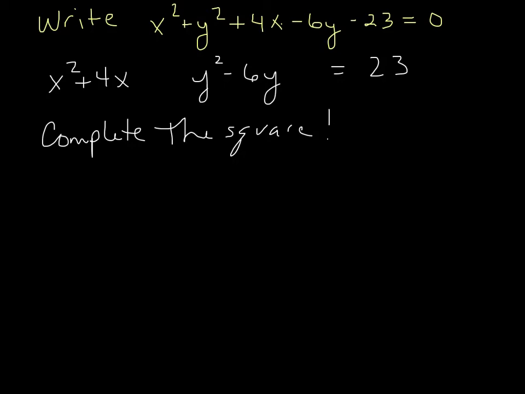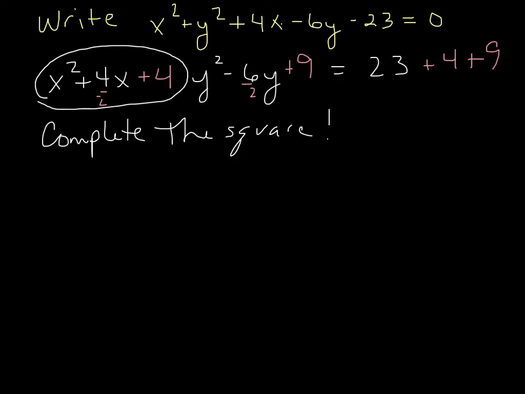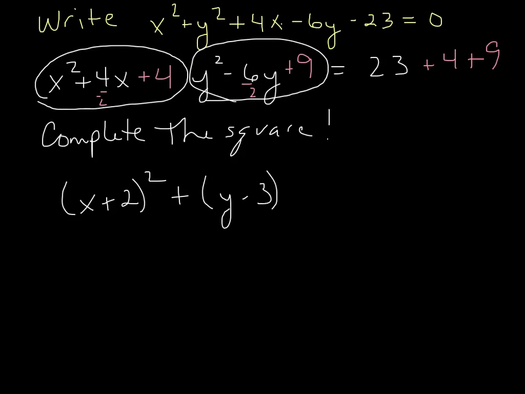When I complete the square, I'm going to take 4 divided by 2, which is 2, and square it. That's plus 4. Negative 6 divided by 2 is negative 3, and squared is plus 9. So if I add a 4 and a 9 to the left, then I also have to add a 4 and a 9 to the right. So what do I end up with? This x squared plus 4x plus 4 is really the quantity x plus 2 squared, plus y squared minus 6y plus 9, which is really the quantity y minus 3 squared.